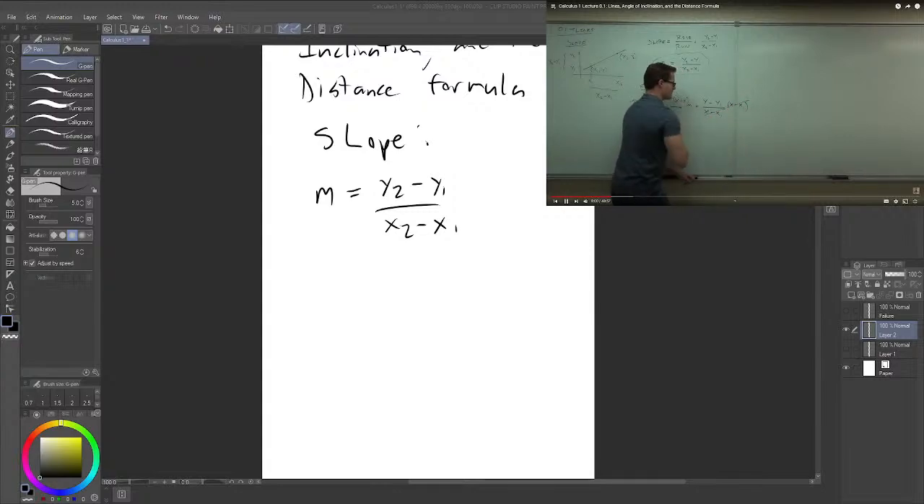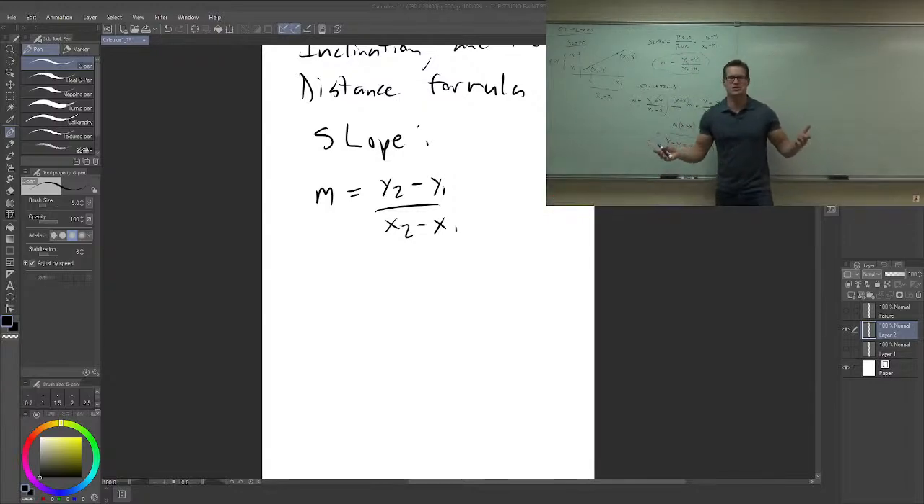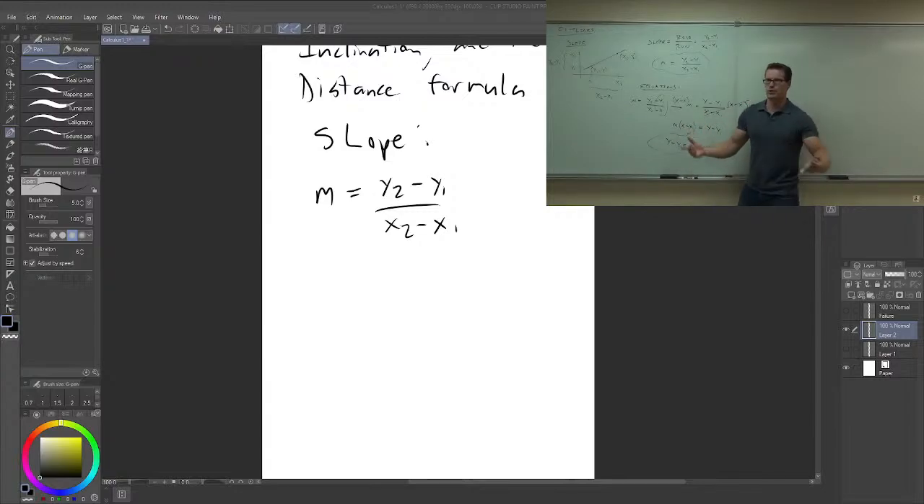Point slope. Why is it called point slope? Mathematicians are very unoriginal. It's called point slope because it's named after what you need to complete it. You need a point and the slope. That's why it's called point slope.